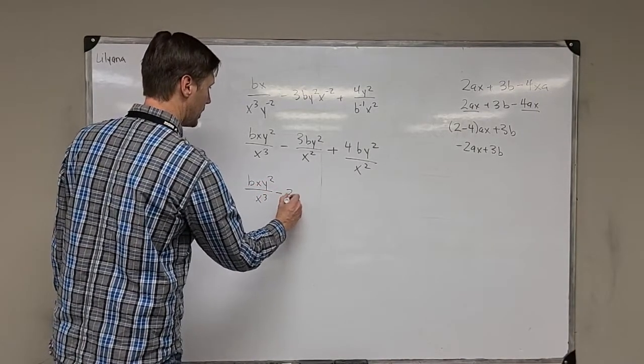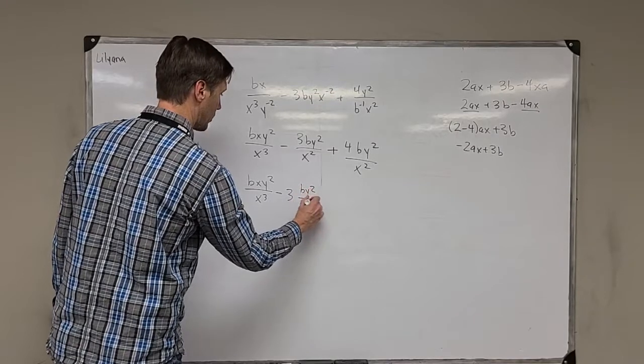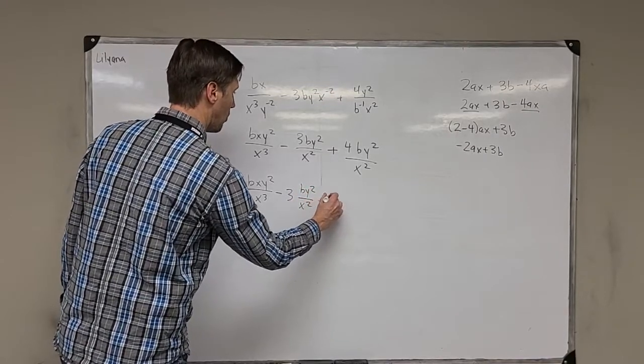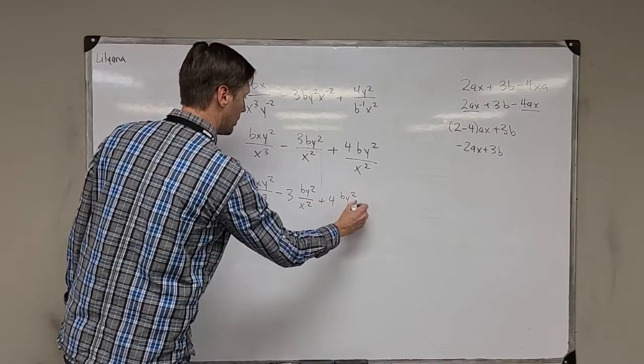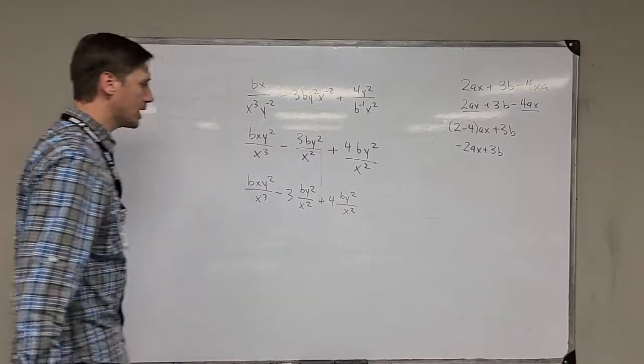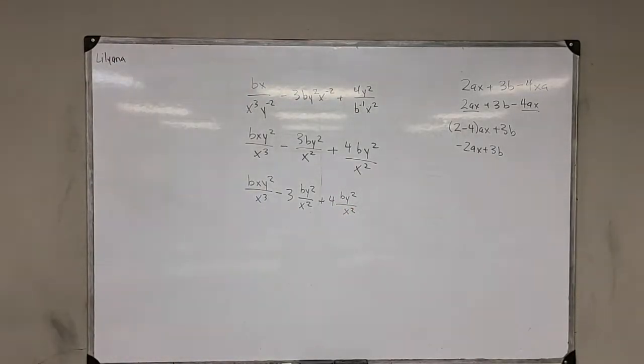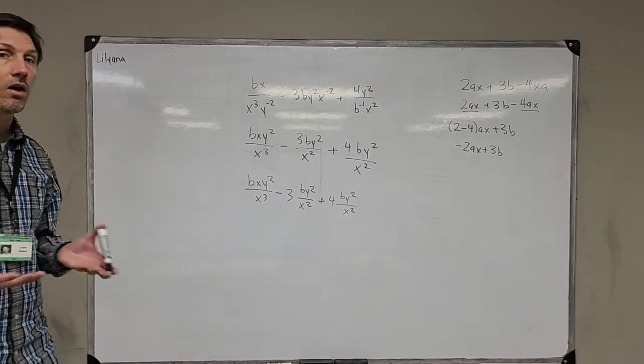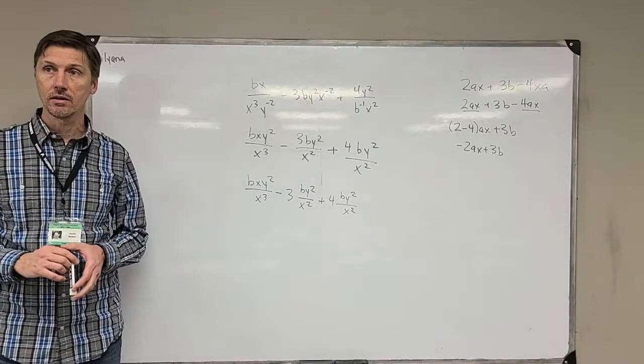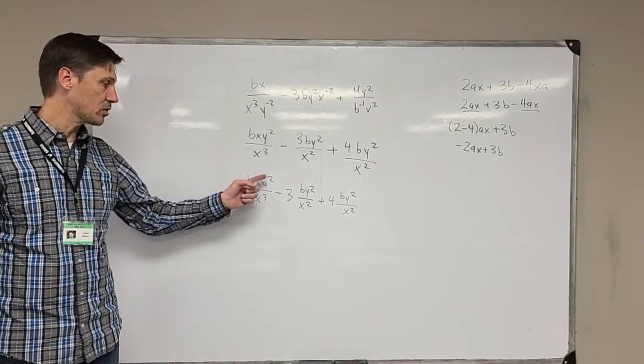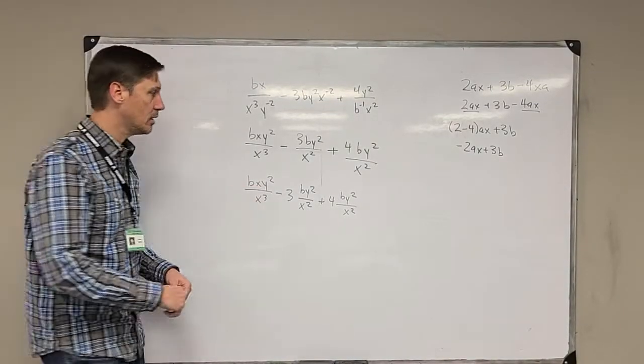This is actually minus 3by squared x squared plus 4by squared x squared. All right, when we write it like that, it becomes super clear that the variables and their associated exponents are all the same for these terms. Do you guys see that? Every one of these have bxy squared over x cubed. Wait a minute, what did I do wrong?